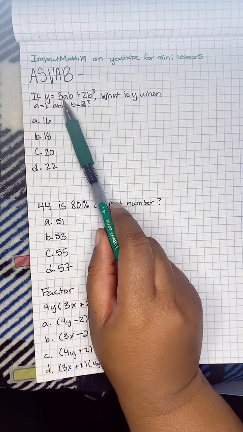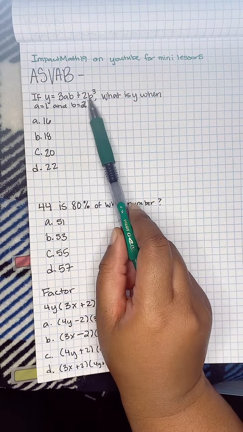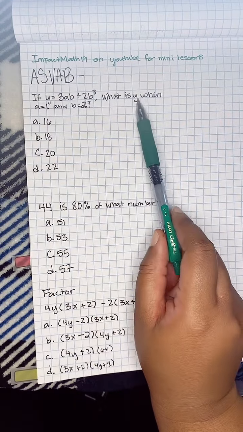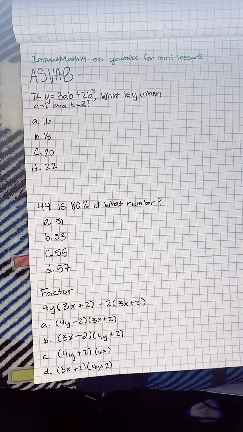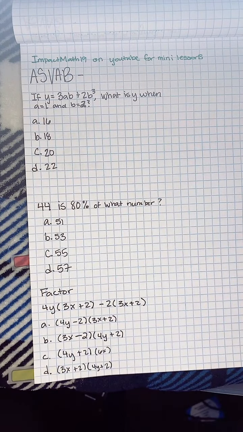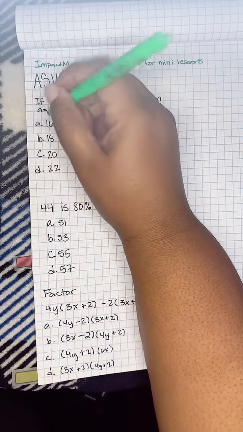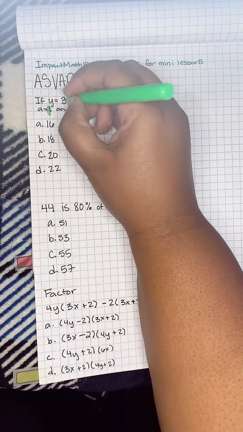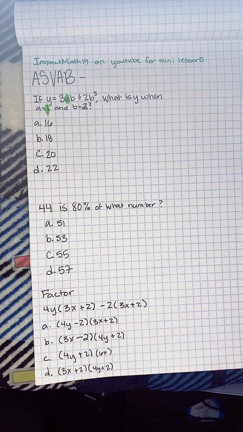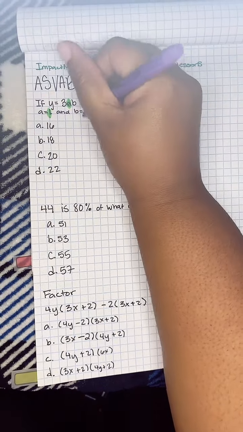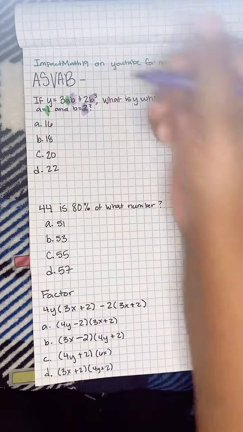If y equals 3ab plus 2b cubed, what is y when a equals 1 and b equals 2? All right. We love these problems because they already told us what a is. We don't have to guess. They told us a was 1, and they told me b, when I'm plugging in for b, is 2. So wherever I see a b, I'm plugging in 2.